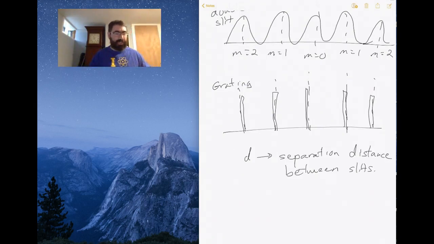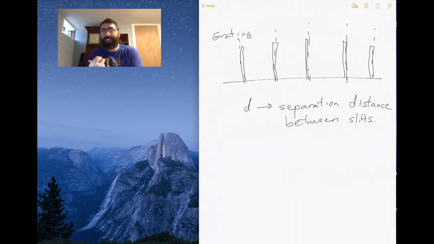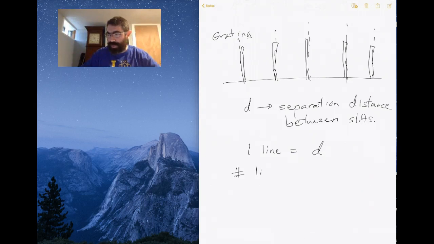But now it's a lot easier to keep track of it. Instead of saying d, the distances we're talking about now are on the order of 10 to the minus 5, 10 to the minus 4. It's a really small number. So a lot of times what we'll write is, if one line, one slit, is equal to d, the distance between them, then the number of lines per meter, n, would be 1 over d. So one line per whatever the distance is.